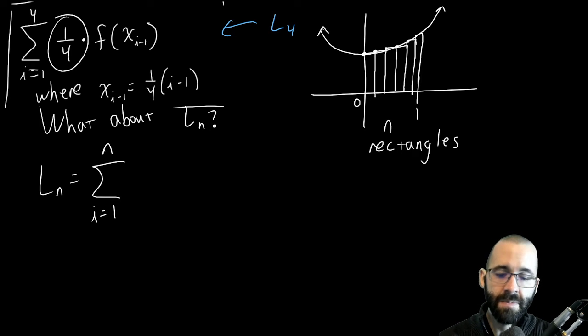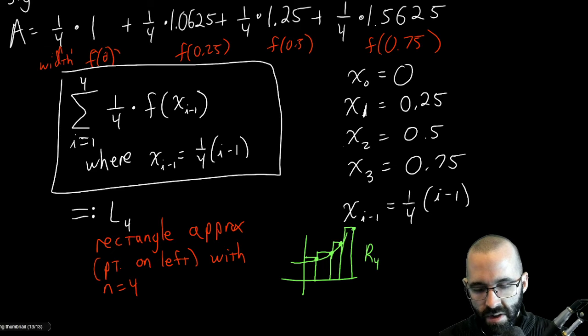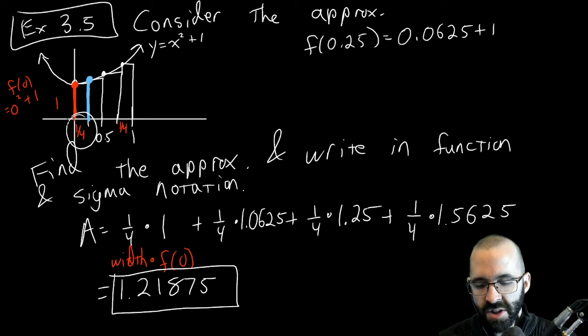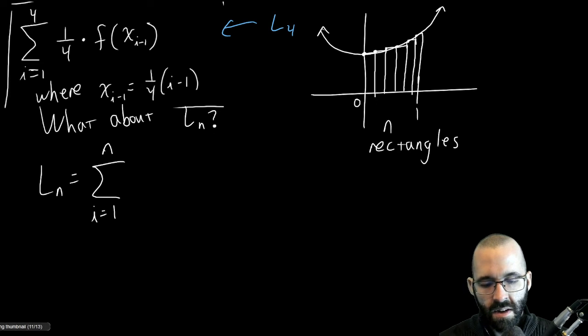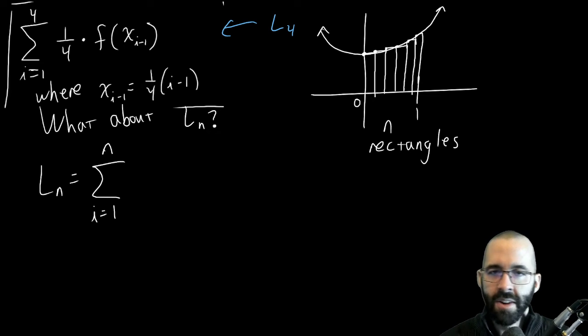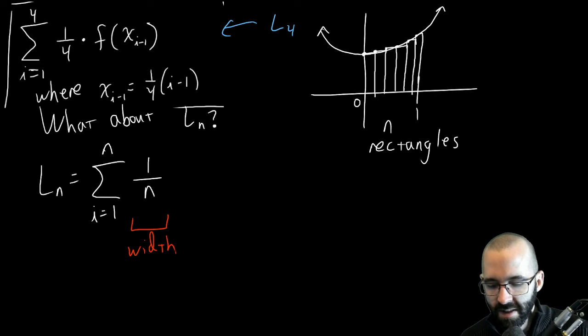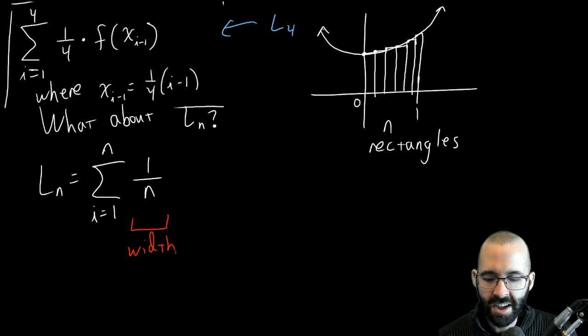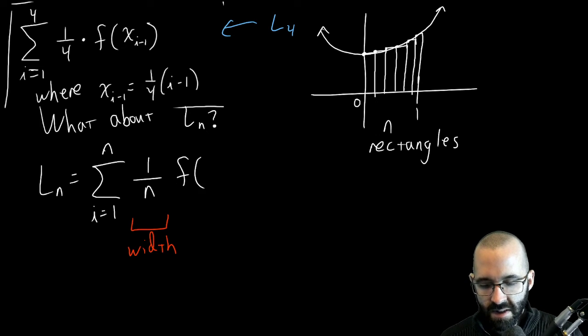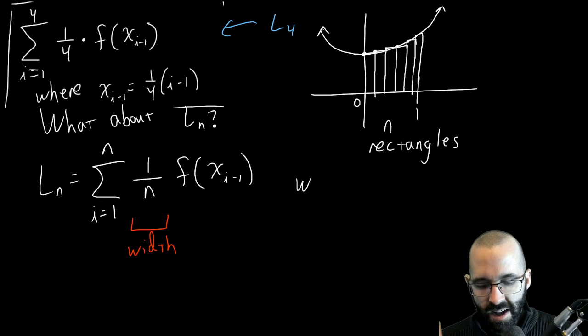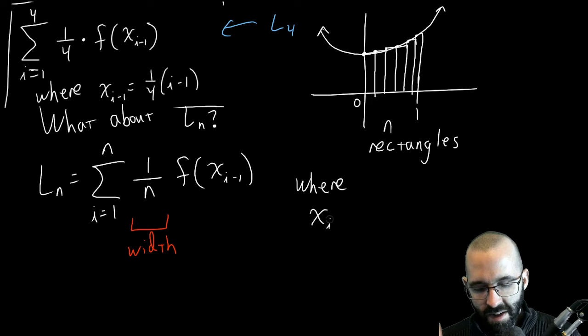Where did this 1/4 come from? 1/4 was just the width of each interval. If I had 4 of them, each was a 1/4. 5 of them, each would be a 1/5. 6 would be a 1/6. There are n of them, so each rectangle width would just be 1/n. Okay. Still the same function. We're still going to write x sub i minus 1. But this time, x sub i minus 1 is going to be a little different.